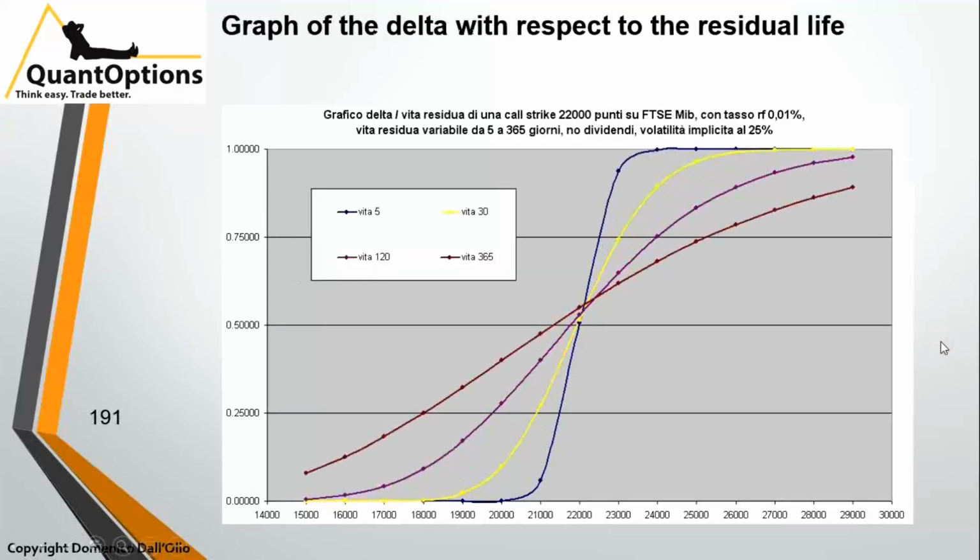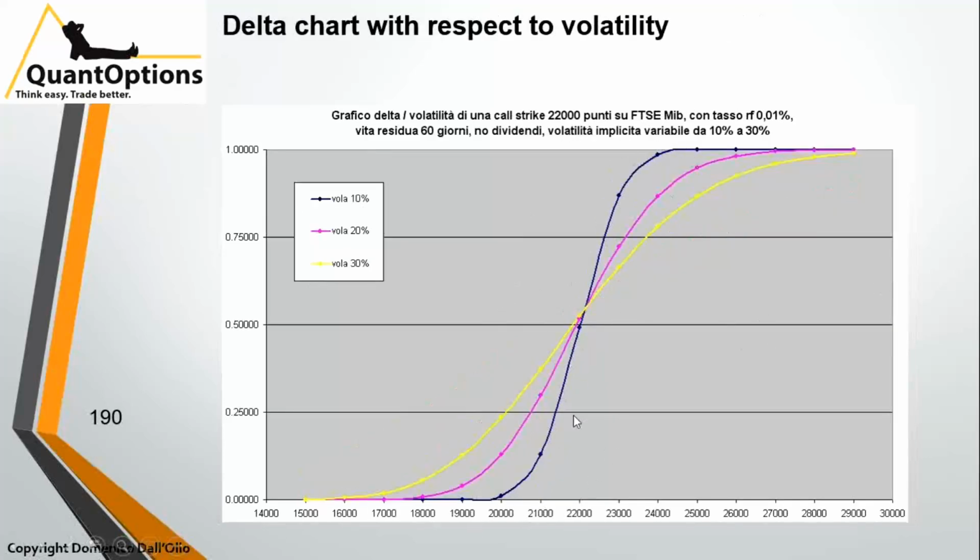Graph of the delta with respect to the residual life. Chart of the delta with respect to the residual life of a call, strike 22,000 points on the FTSE index, risk-free interest rate 0.01%, residual life ranging from 5 to 365 days, no dividends, implied volatility fixed, this time to 25%. If the residual life is very short, just 5 days, the delta of an option has the same trend as it happens in low volatility situations.